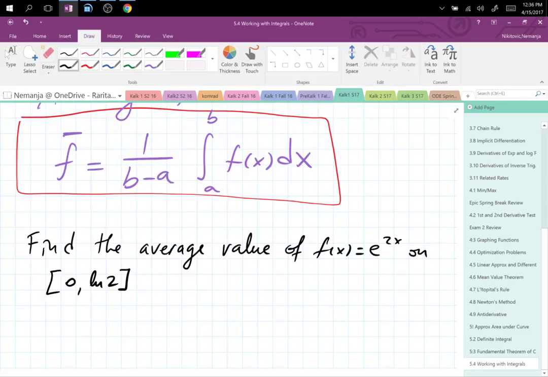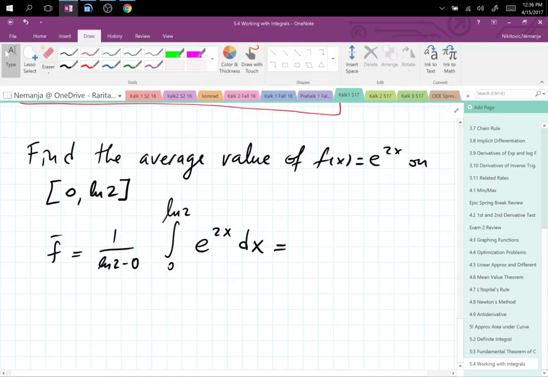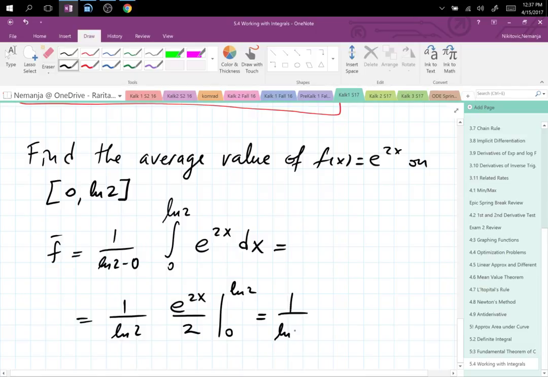All right, all set? Apparently you are. Yes, of course. So the average value will be 1 over ln 2 minus 0, integral from 0 to ln 2 of e to the 2x dx, which is 1 over ln 2 times e to the 2x over 2 computed from 0 to ln 2, which is 1 over ln 2.